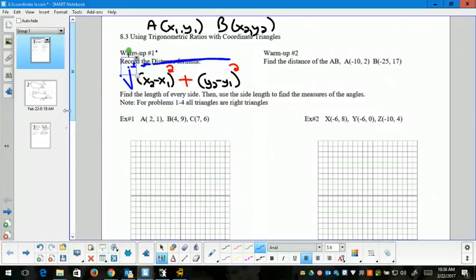I'm going to show you why we do that in just a second. But that's the distance formula. It's in the back of your book. You can Google it. You get the same thing.